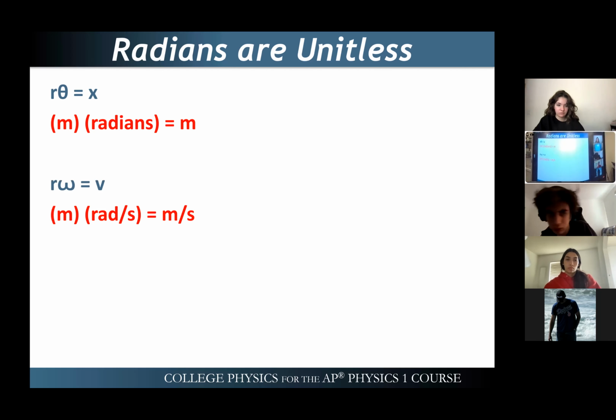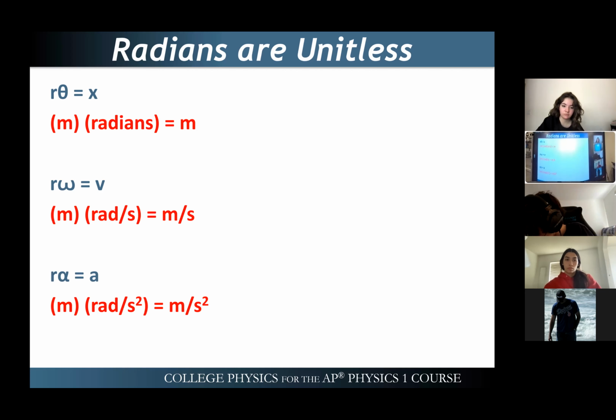The second one, and these are the three that kind of go hand in hand, you can take the radius times any of the angular values and get the linear corresponding value. So the radius in meters times the angular velocity in radians per second doesn't give you meters radians per second. It just gives you meters per second. The radians disappear because they're unitless. And then the third one that we learned last time, if you take the radius times the angular acceleration, then that meters for radius multiplied by the angular acceleration in radians per second squared, the radians vanish and we end up getting our linear acceleration in meters per second squared.